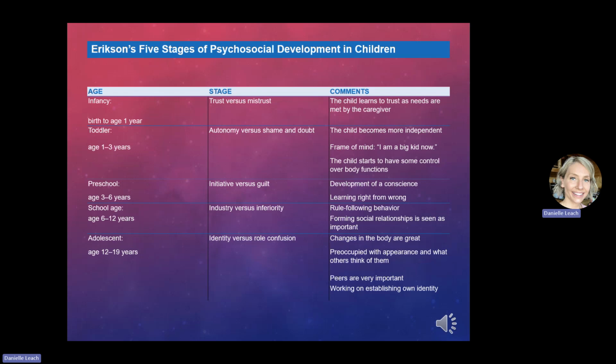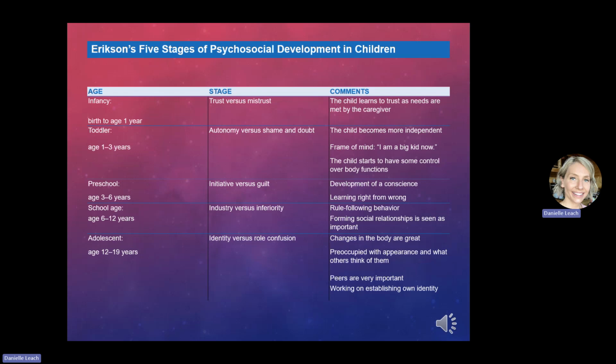So again, we can think about this like thinking about a child going to school. So say the child's doing very poorly in school, they can think of themselves as inferior. Play during this stage is known as cooperative play.